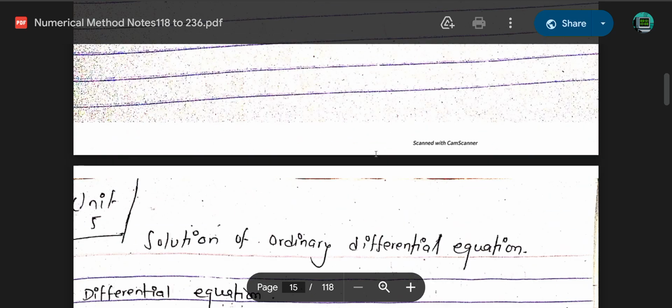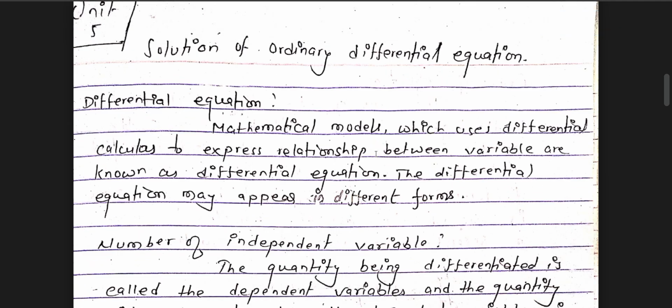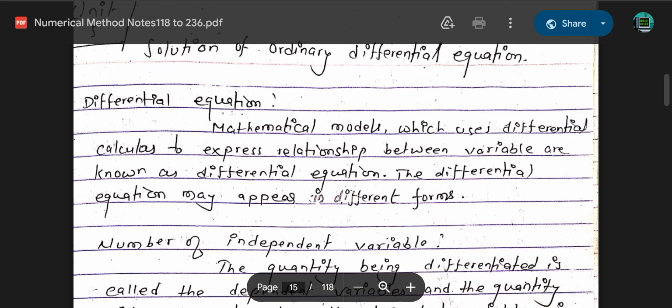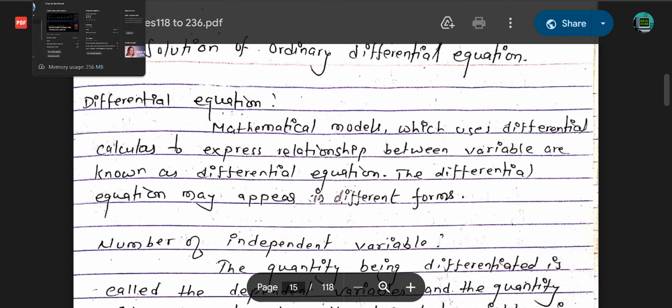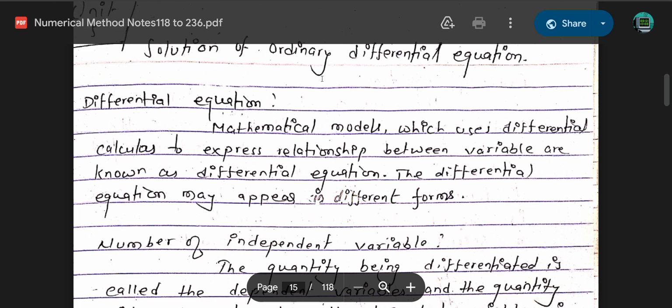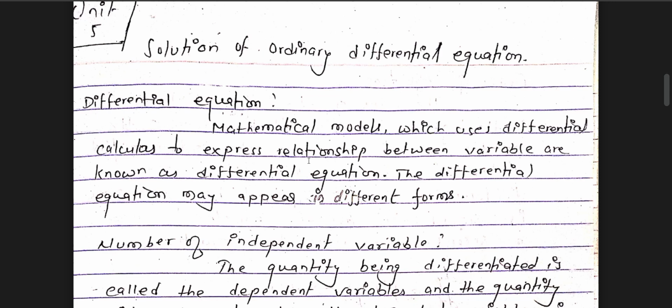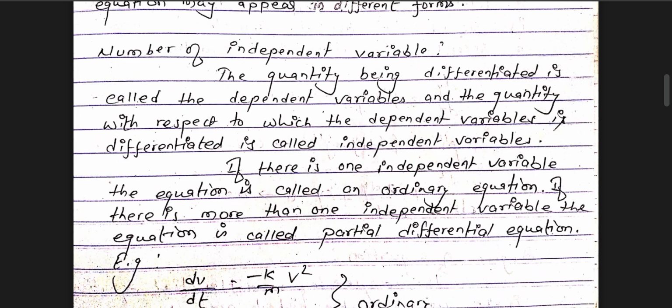Solution of ordinary differential equations. Mathematical models which use differential calculus to express the relationship between variables are known as differential equations. The differential equation may appear in different forms depending on the number of independent variables. The quantity being differentiated is called the dependent variable, and the quantity with respect to which it is differentiated is called the independent variable.